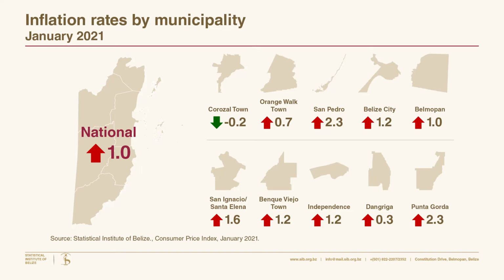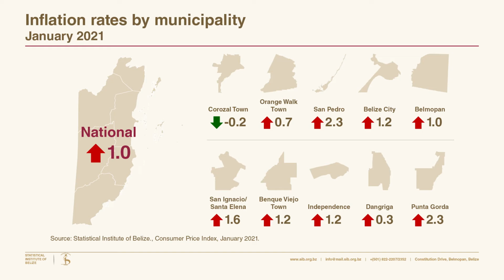Looking at the inflation rate at the municipality level, it can clearly be seen that Punta Gorda town experienced the highest monthly increase in consumer prices, with an inflation rate of 2.3%, as consumers in this town saw above average increase in prices for food, pharmaceutical products, liquefied petroleum gas prices, and home rental costs.